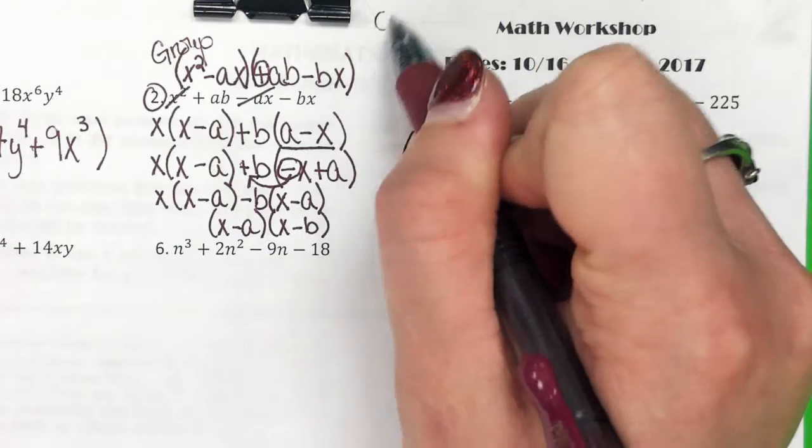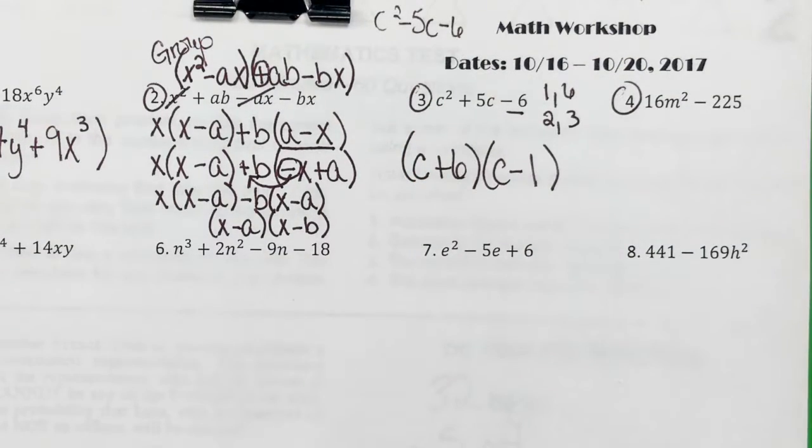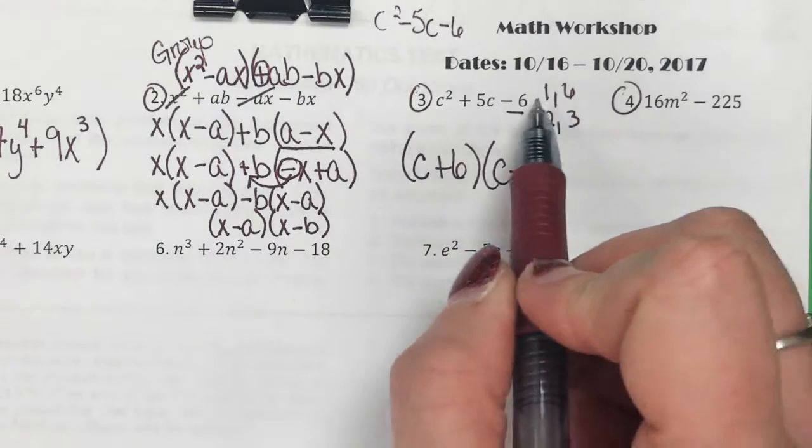What if it was this? Negative 5 and negative 6. What would you use then? Not 2 and 3, because it would give you the negative 5, but it wouldn't give you the negative 6. Very good. You do negative 6 plus 1.